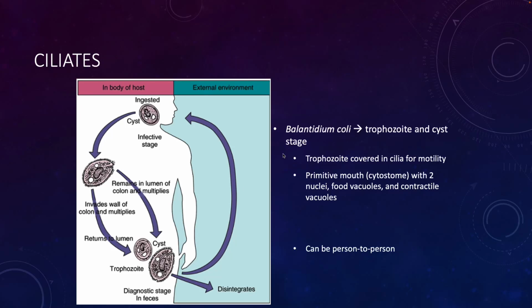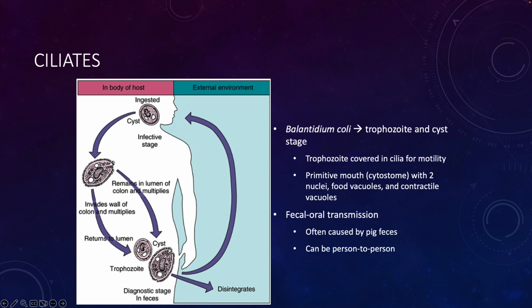We only have one ciliate to talk about. So ciliates move through the use of cilia. The one that we will briefly discuss is Balantidium coli. So coli tells you it's gastrointestinal. There's a trophozoite and a cyst stage, illustrated here.